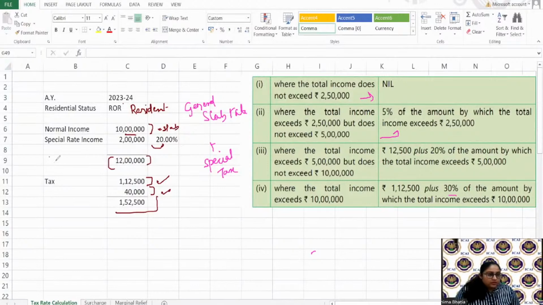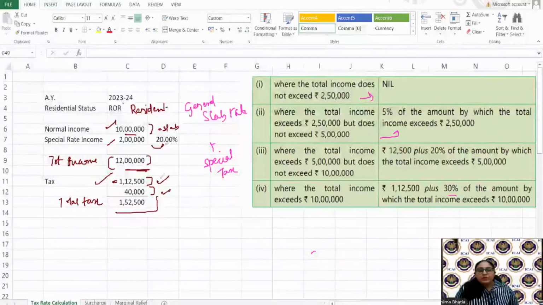So this is my total income, which is 12 lakh. I will divide the income into general tax rate income and special tax rate income, which is this and this. On general income I will apply the slab rates, and on special income I will apply the special rate. So this rate came on general, this rate on special, add both and I will come to my total tax. So quickly: on 10 lakh slab rate gives 1,12,500, on 2 lakh at 20% is 40,000. So this is 1,52,500. Clear?